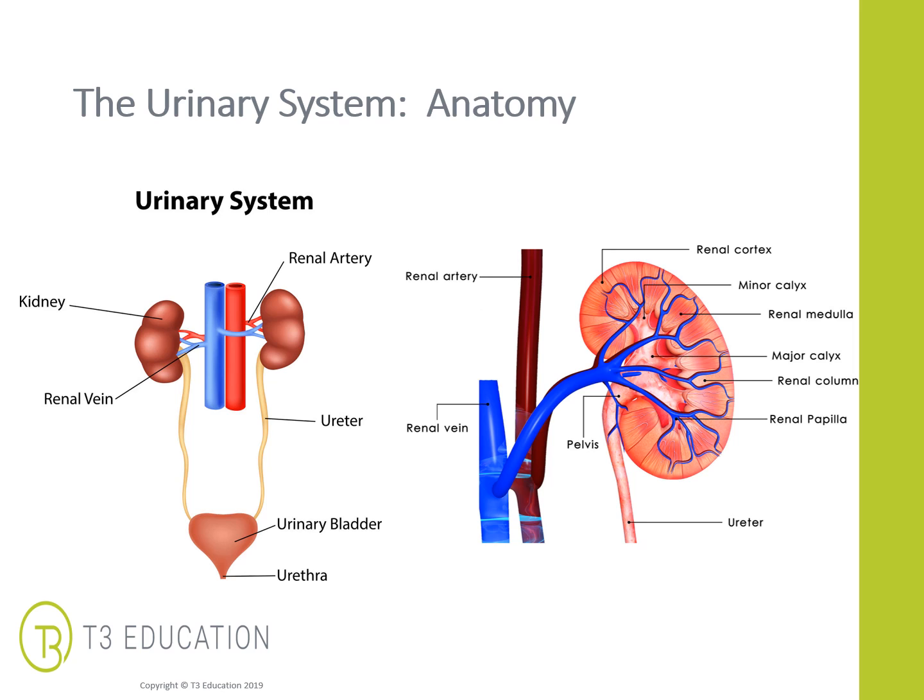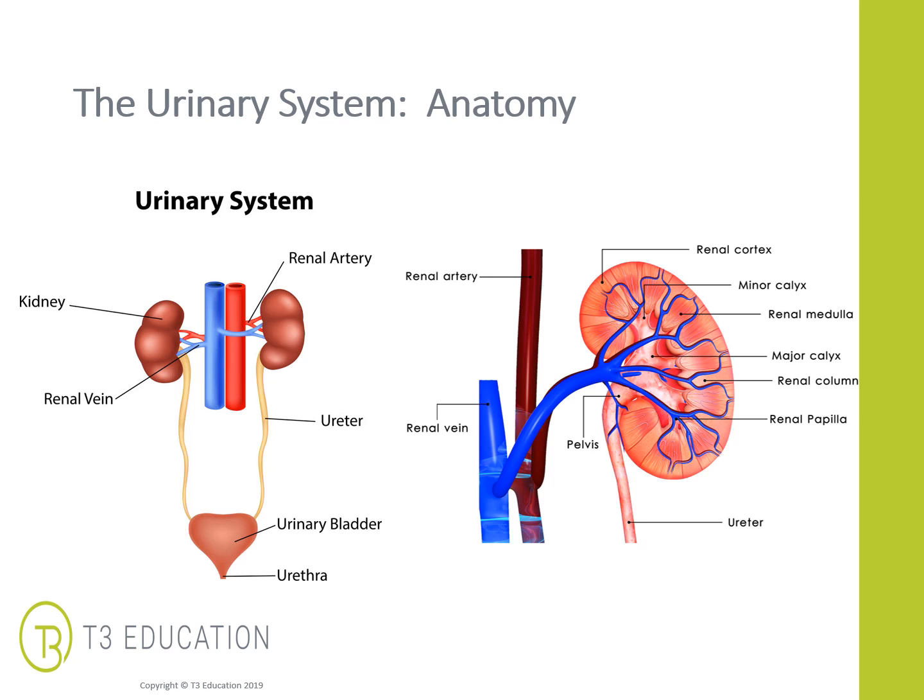Looking again at the renal artery and vein, the renal arteries are branches of the abdominal aorta, and they supply the kidney with about 20 to 25% of the total cardiac output. So it's a really blood-rich organ, which makes sense after we talked about the functions.